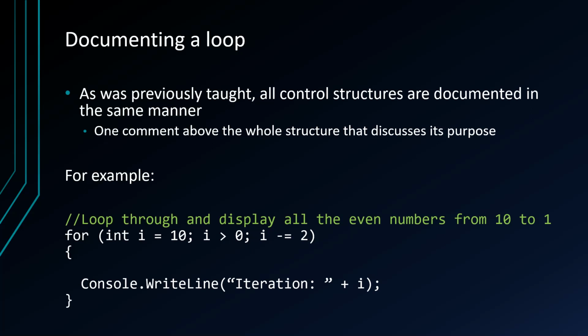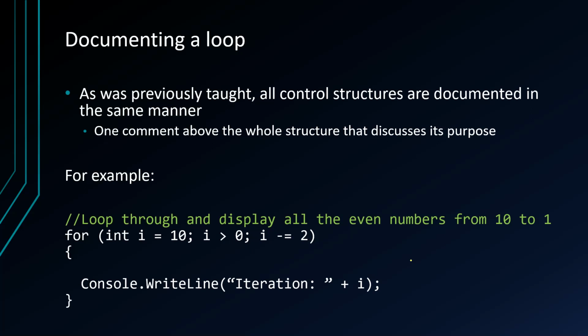So that tells me that it's looping from 10 to 1, and it tells me exactly what's going on inside of the loop. It's going to be displaying all the even numbers. How do I know they're even? Well, because I'm starting at 10 and I'm going down by 2. I'm counting down by 2 each step. 10, 8, 6, 4, 2.